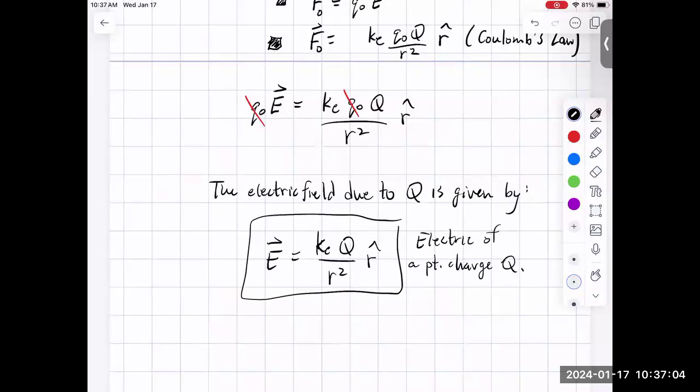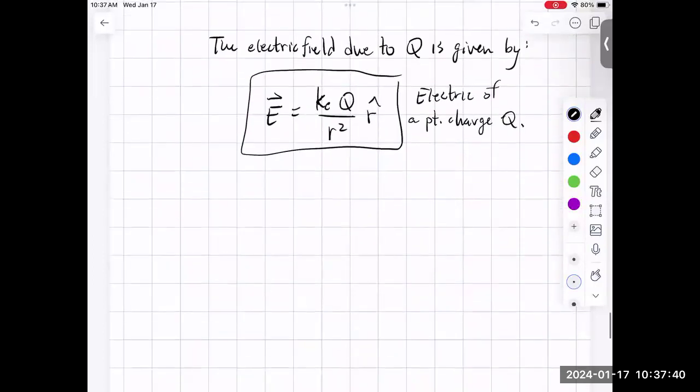And so that's what the electric field is always going to look like for a point charge. One thing we could notice is that if capital Q is positive, this electric field will be in the direction of r hat, and r hat was pointing away from the point charge. If capital Q is negative, then we'll get some negative number times r hat, which means that the electric field will point in the opposite direction. So the direction of the field is determined by the sign of the charge.